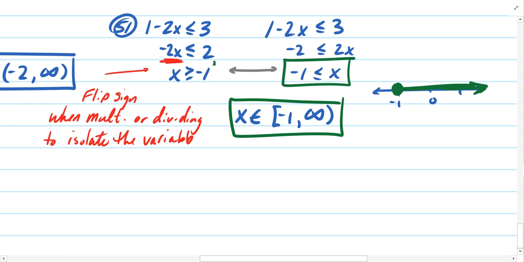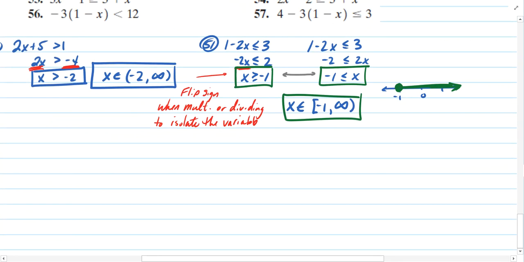So again, either of these answers would be correct. This is our interval notation. This would be our set or inequality notation, and those are just fine.